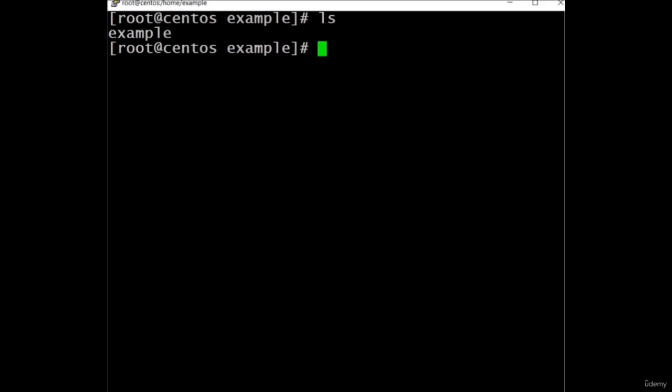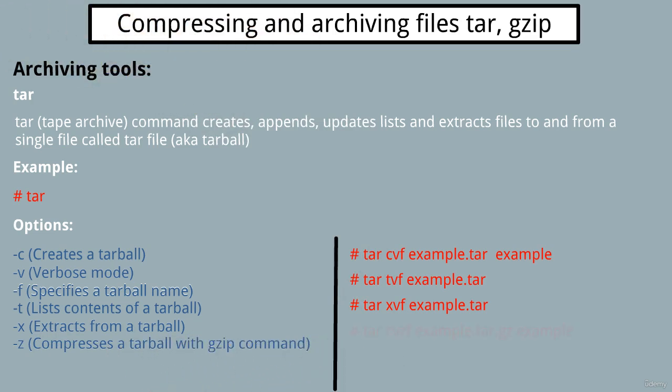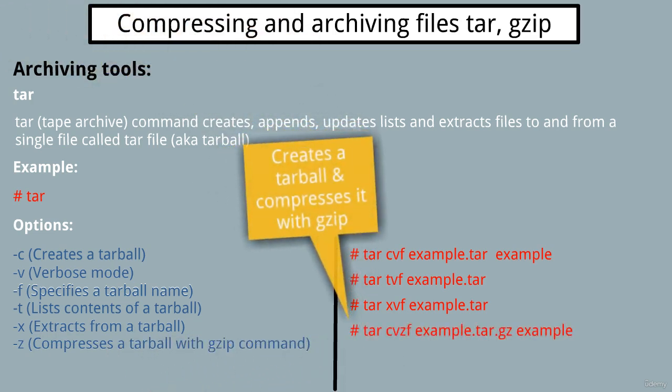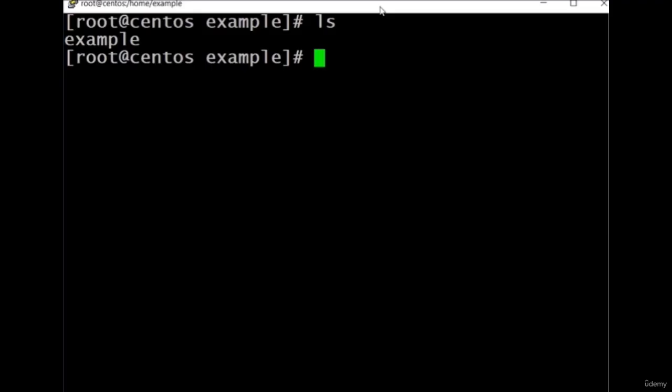In earlier examples, we compressed a file, and then in the second example we tarred the file, or created an archive of the file. But you can do both by running one command. You can create a tarball and also compress it with gzip. This is the command we can run to not only create a tarball but also compress a certain file. So let's use the same example file.